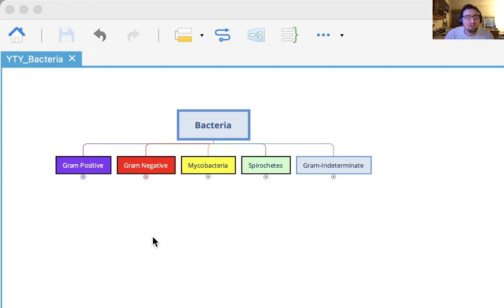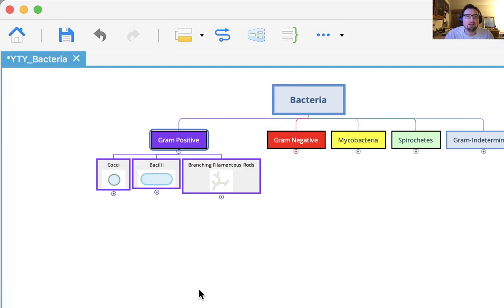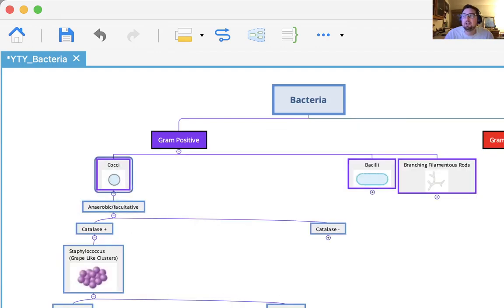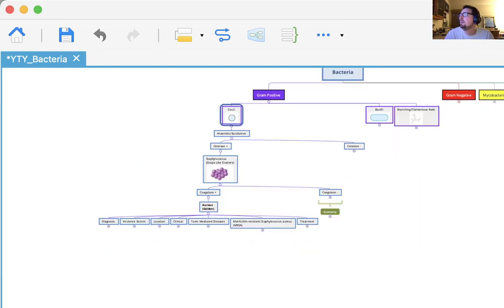Anyways, let's start. We're going to do Staph aureus today, and that is a gram positive. If we go into this sheet, I've got them broken down. Now we're going into cocci today. That's these circular little guys.